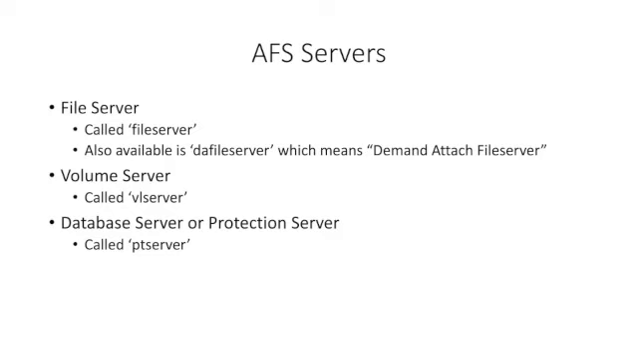So for the file servers, first there's the fileserver, which obviously serves the files. However, most modern OpenAFS systems use something called dafileserver, which is a demand-attached file server. The difference between those is that the fileserver would basically attach to every single volume it was aware of, and the dafileserver will only attach to a volume whenever it is in use. We'll get into why that's an important distinction later on. There's also a volume server and the PT server, and let's take a look at that right now.